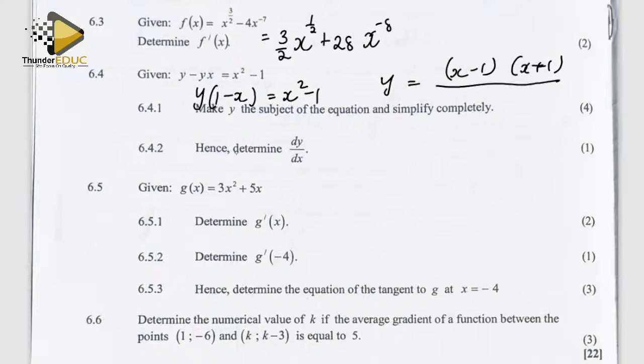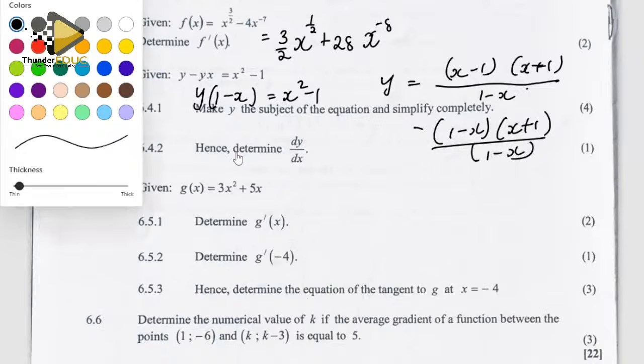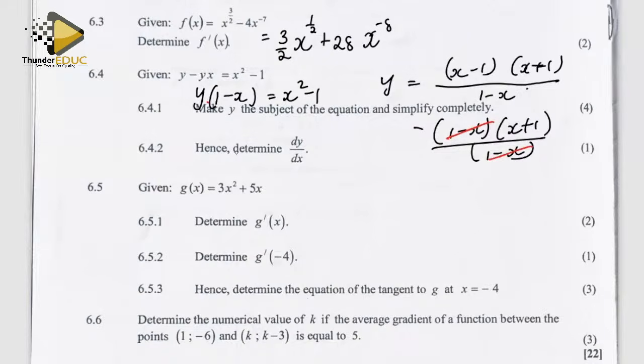Okay, I'm dividing it by 1 minus x. But then I can take out the negative sign within the top bracket. So I have negative 1 minus x, x plus 1 over 1 minus x. And then I can cancel things out, meaning this cancels this. Then our simplified version is going to be negative x minus 1. This is what the question wanted. Then hence determine the derivative. The derivative is just going to be -1, because this constant will fall away.